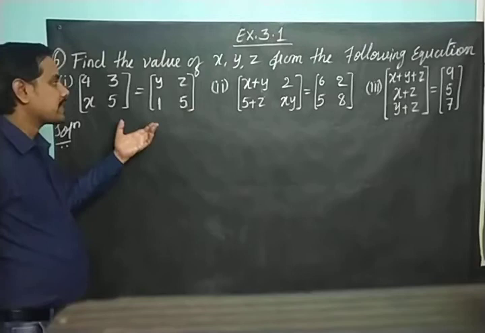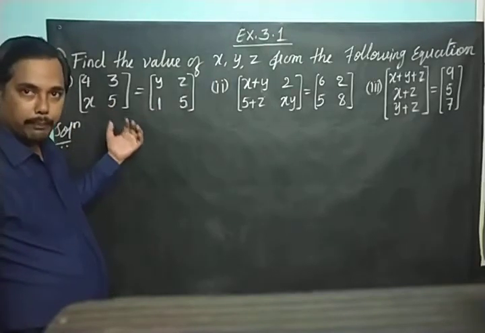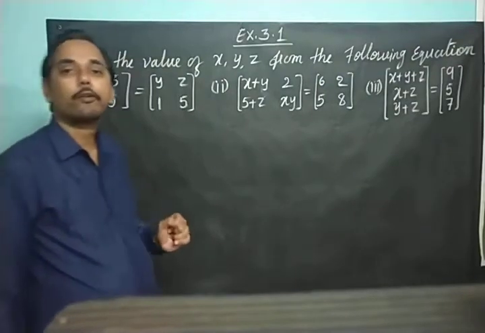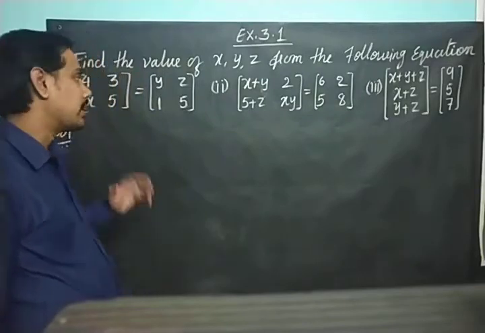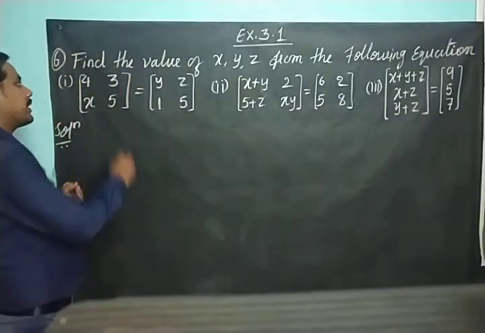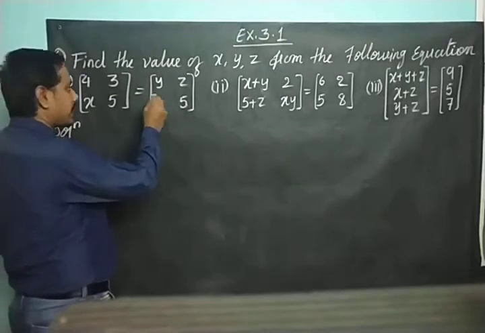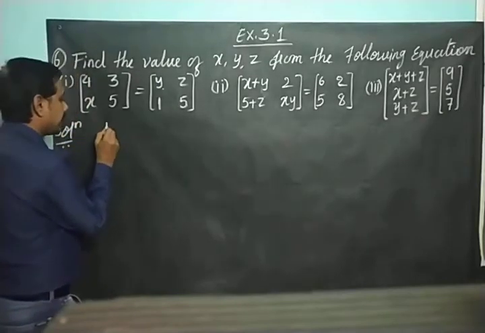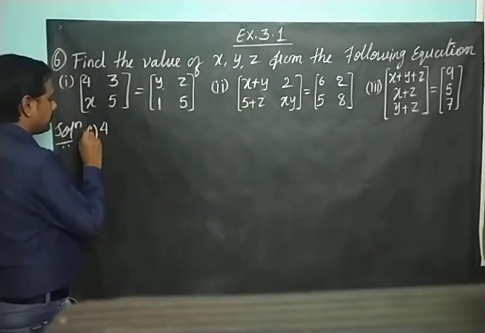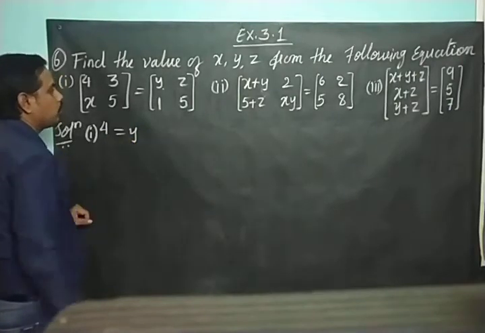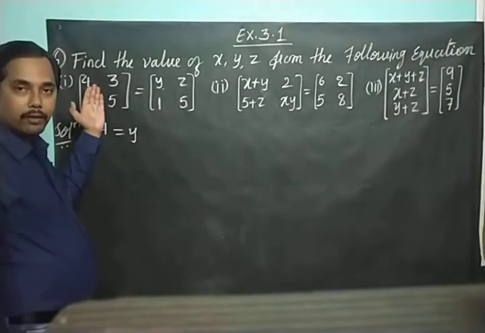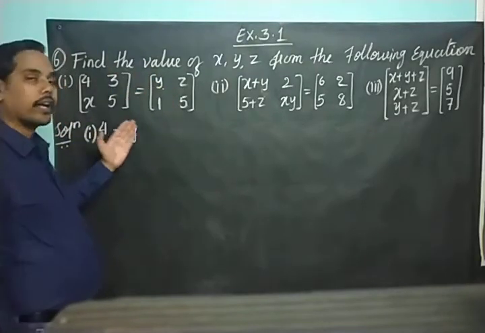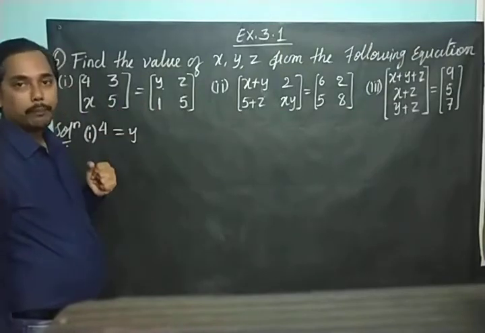Coming to the first problem, it is a pair of 2 cross 2 matrices. When two matrices are equal, we know that their corresponding elements are also equal. Directly we can equate the corresponding elements. A11 is 4. What is the corresponding element of A11 on the RHS? It is y. So I can write 4 is equal to y, because these are equal matrices.